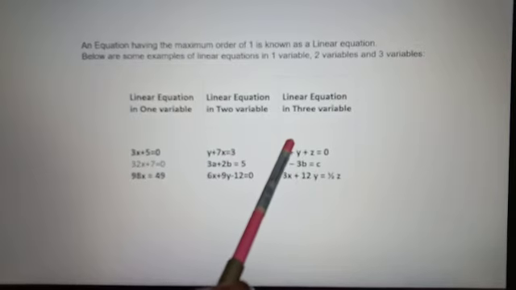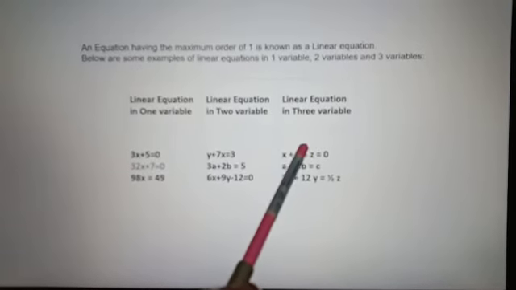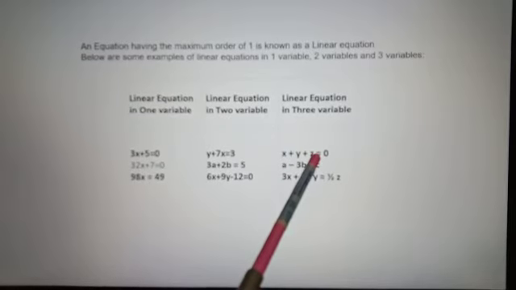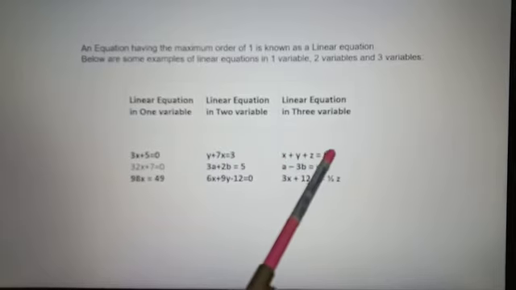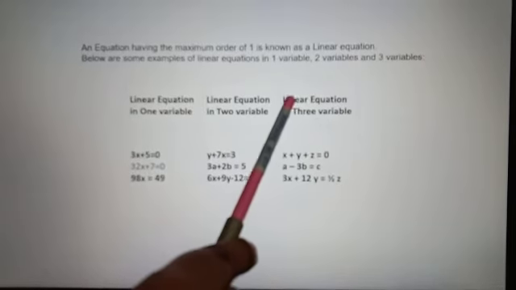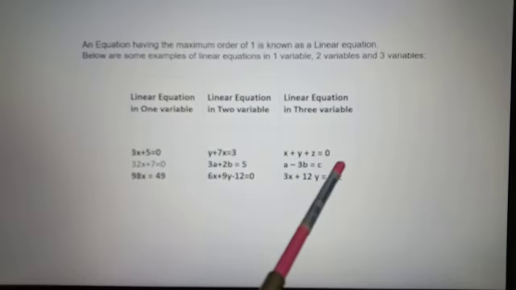Here the power of the variable x is what? 1. And for the variable y, the highest power is what? 1. Here for z, the power is what? 1. So it is called a linear equation. But what do you have to say? Linear equation in three variables, because three variables are there.